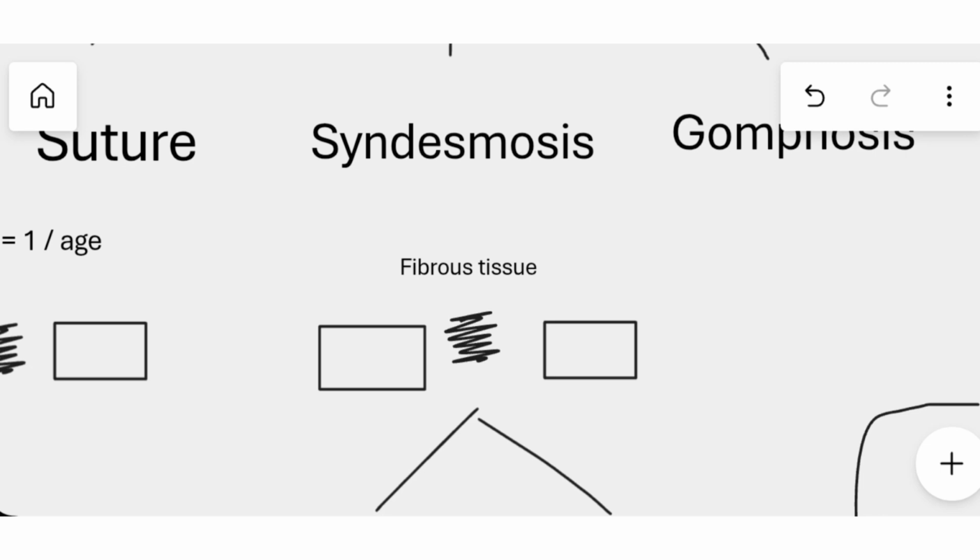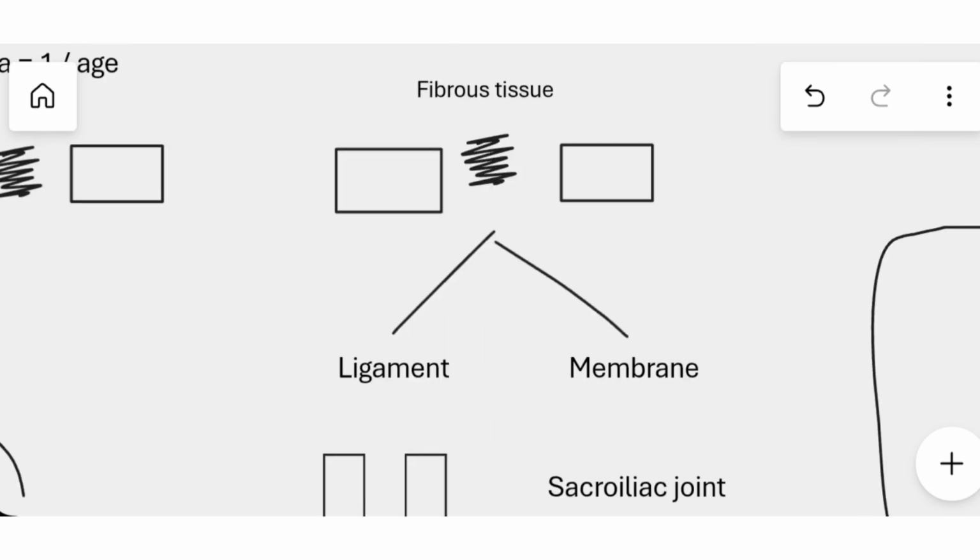Again, the basic structure is the same. There are two bones, and in between them there's fibrous tissue. Why is it different from a suture? This time the fibrous tissue could be replaced by a ligament, and it could be replaced by a membrane.